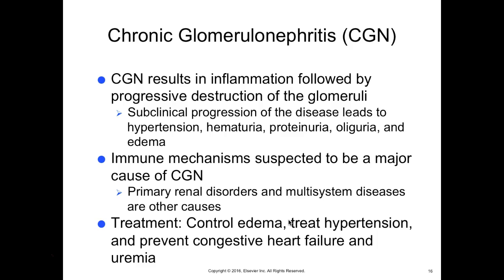Immune mechanisms are suspected to be a major cause of chronic glomerulonephritis. Primary renal disorders and multi-system diseases are other causes. The treatment: control edema, treat the hypertension, and prevent congestive heart failure and uremia. So the congestive heart failure could occur from the severe edema and fluid retention. Uremia is the accumulation of urea, which occurs when the kidneys aren't cleaning out the blood, so we get toxic levels of urea and other waste products.